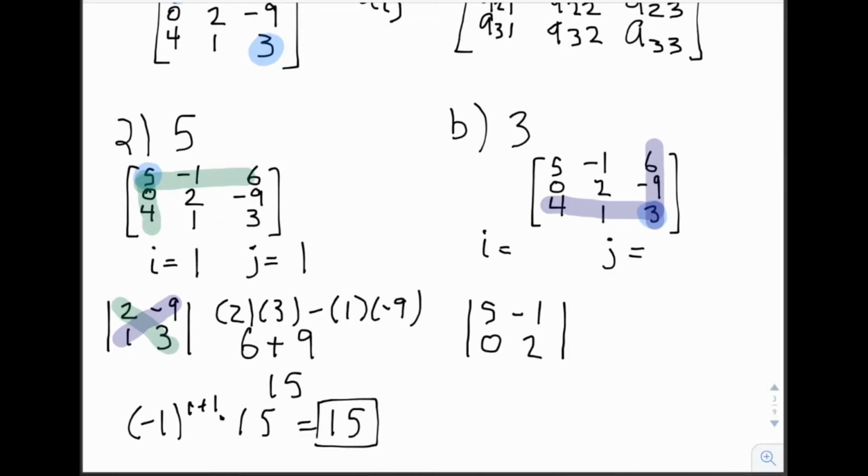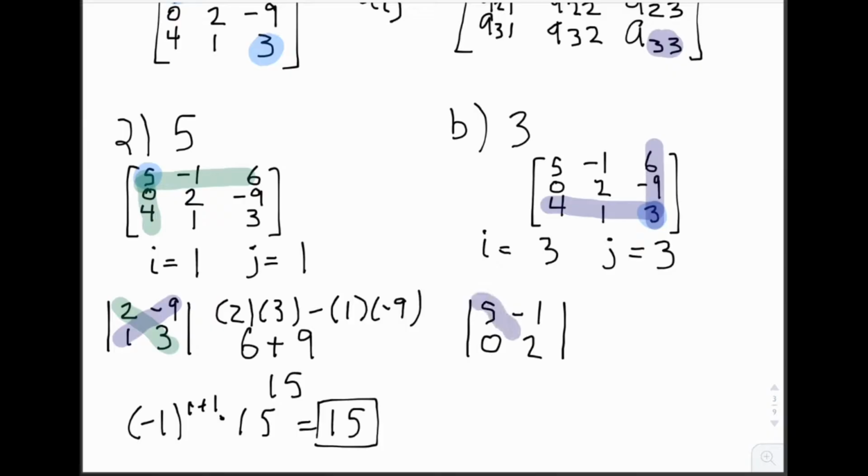What is our i and our j here in this case? Well, 3 would have an i of 3 and then a j of 3. Remember, i is equal to our row and j is equal to our column. So 3, 3. And we can go ahead and perform the necessary operations.